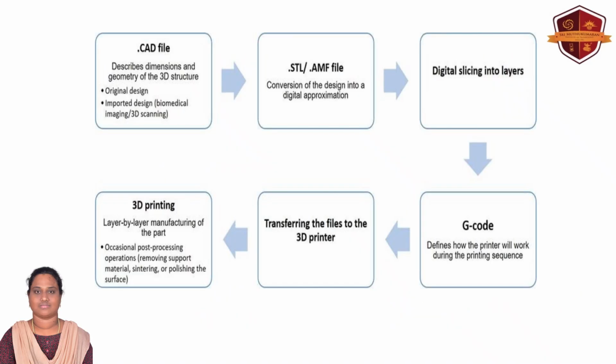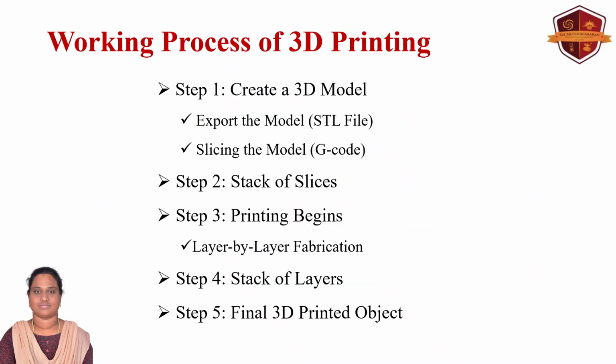So, to summarize this, the object is designed using CAD model, then it is saved as STL file. This STL file is converted to G-code and this G-code file is sent to the 3D printer. Finally, the physical object is formed. Now, coming to the working process of 3D printing, there are 5 steps.